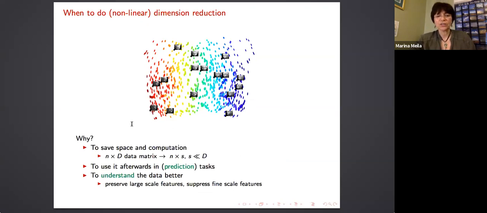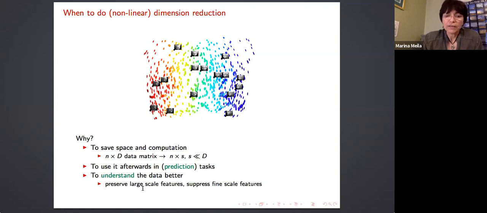Such a dimension reduction is very handy if we want to save space and save computation, because basically many machine learning algorithms depend on the dimension of the input data. But this is not the main goal. We now have enough memory and we probably have enough computing power to deal with the high dimensional data. The main reason why a scientist would want to do manifold learning is to understand the data.